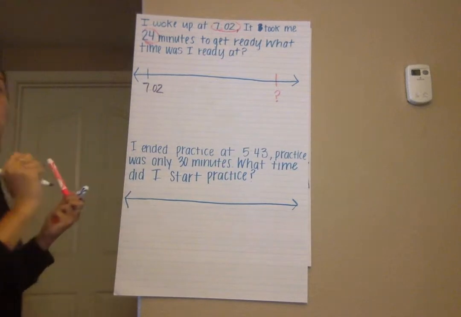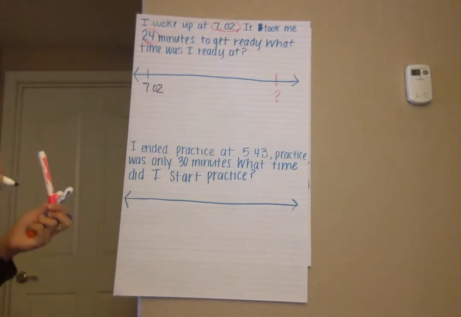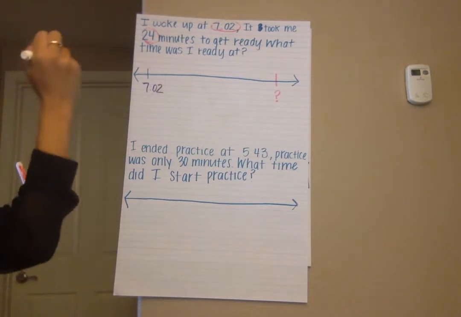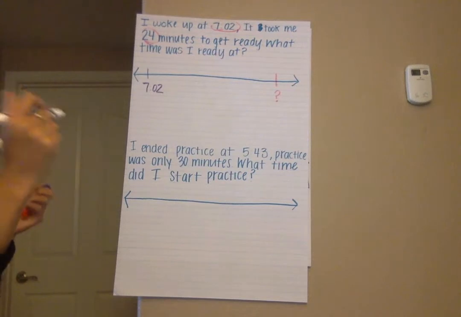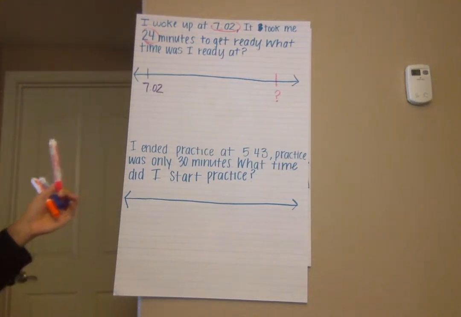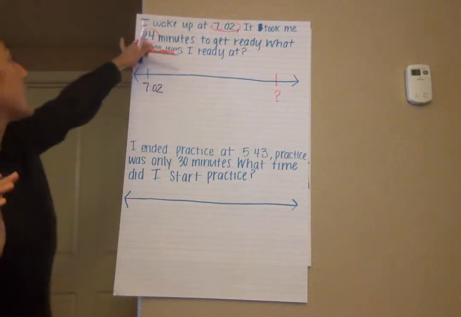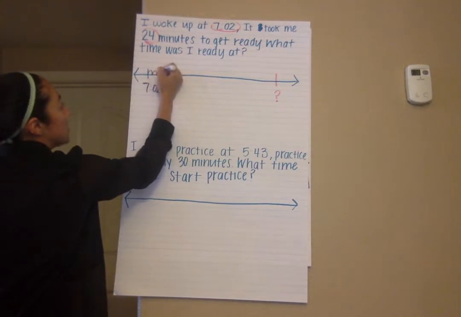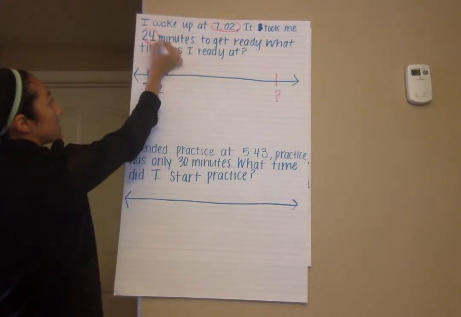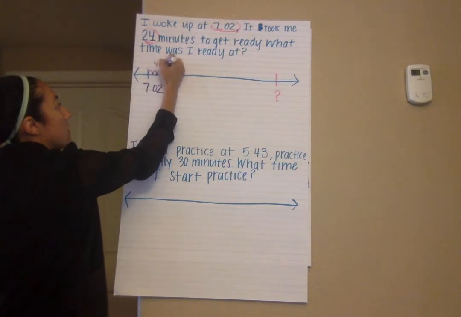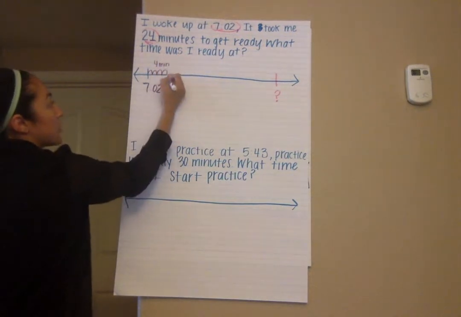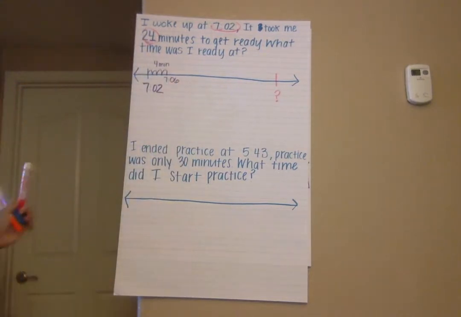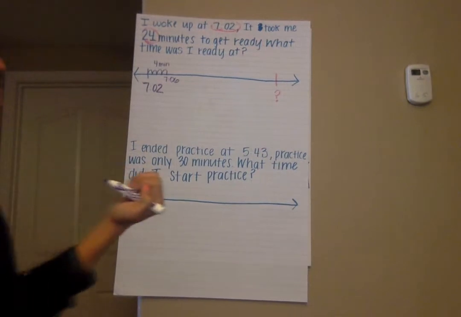And now we need to jump 24 minutes until we get to our end time. So what I'm going to start by doing is count by single minutes first. And then when I get to 20, then I'll count by tens. So I'm going to go 1, 2, 3, 4, because that represents those 4 minutes there. 7:02 plus 4 minutes will get me to 7:06. And then I'll count by tens twice because 10 plus 10 is 20.